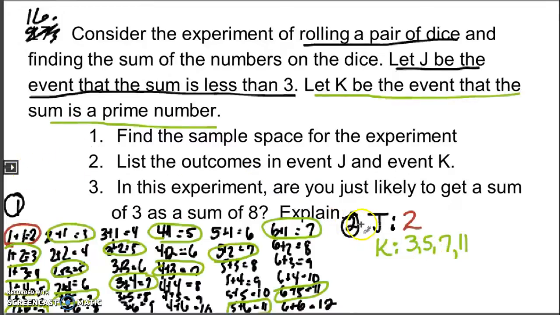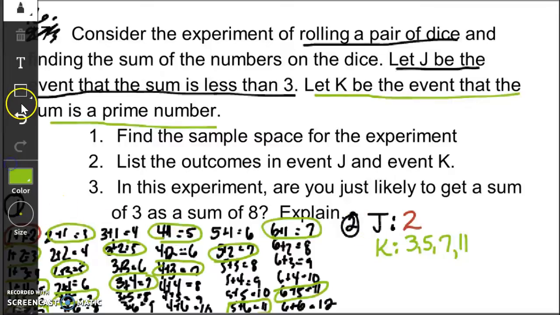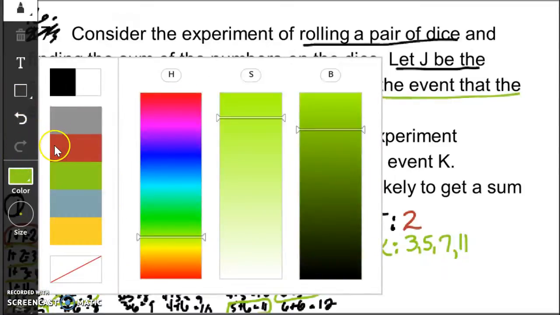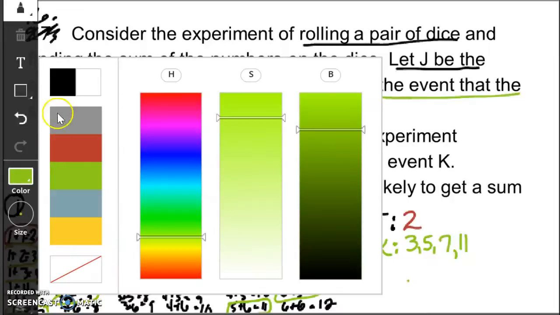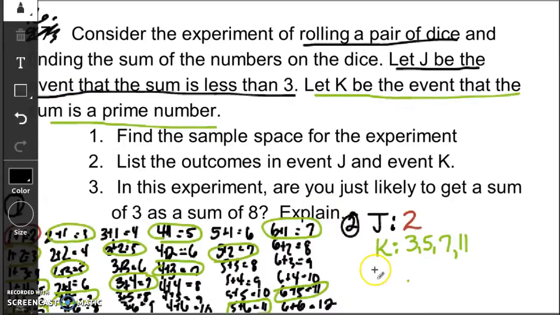All right, so that was number 2. List our outcomes in event J and event K. In J, the only outcome that I had that was less than 3 was when I got a 2. That happened 1 time. And then in K, the event that it is a prime number, I had a 3, a 5, a 7, and 11. That happened a lot more frequently.